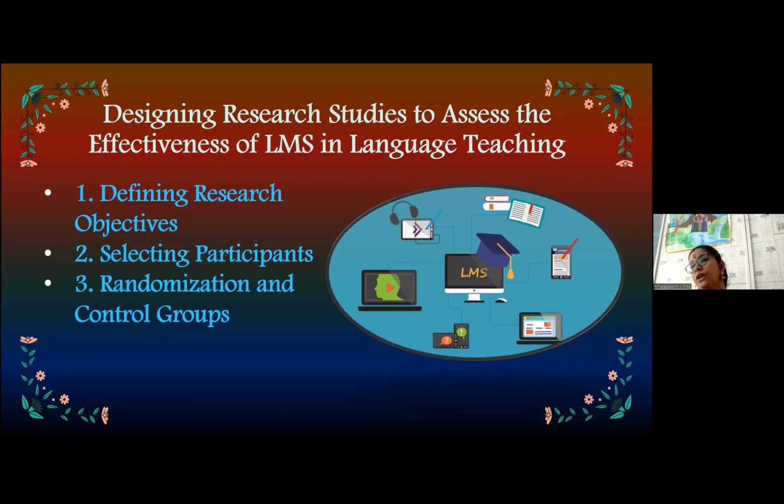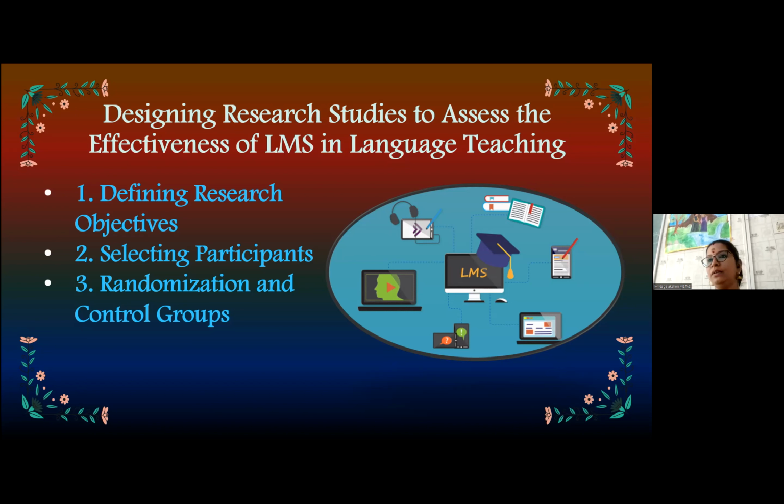probably beginners, elementary, pre-intermediate, intermediate, right? All these different levels of language learners, and different kinds of people, self-motivated or those who need motivation, and those who have prior exposure to technology or are new to technology, and their learning preferences. So while selecting participants, the researcher has to keep these things in mind. A diverse sample can provide a broader perspective on the effectiveness of LMS, right?